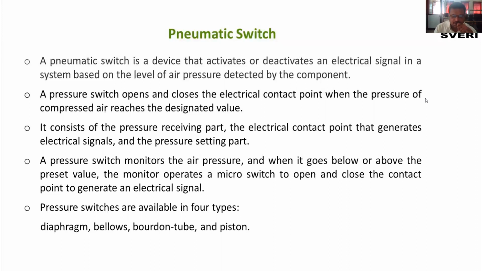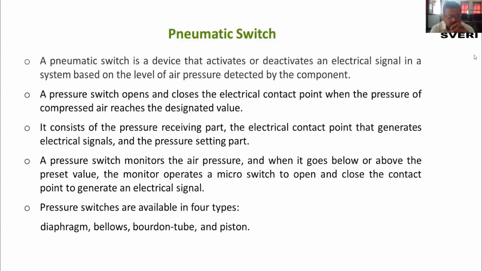Hydraulic means it is operated on oil. Fluid means fluid consists of both liquid and gases. Therefore, pneumatic is based on air or gas and hydraulic is based on oil.